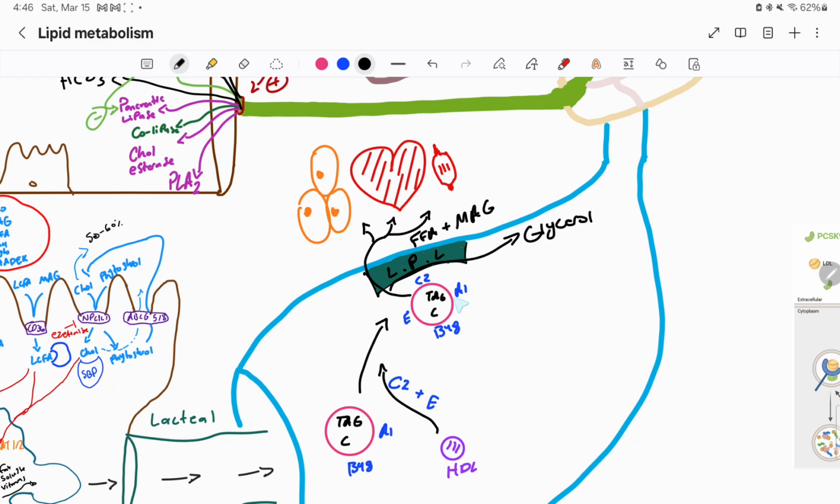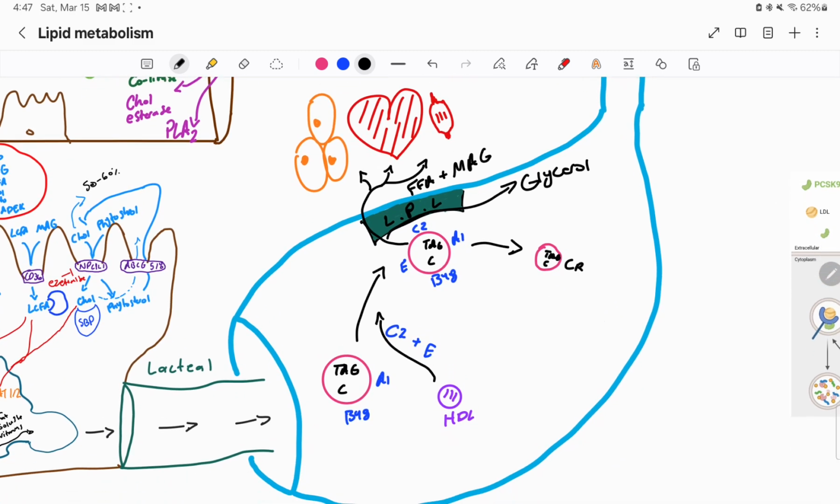But first, what happens to this chylomicron? As it circulates and keeps getting cleaved by the lipoprotein lipase, eventually it'll become super small, and it'll turn into this thing right here. You see how it's smaller? It still has some triacylglycerols and some cholesterol, but not anywhere close to the original amount. This guy is now called a chylomicron remnant. I'm going to abbreviate it here as CR, and this one was just chylomicron. This one is a chylomicron remnant now. You know what this chylomicron remnant does?